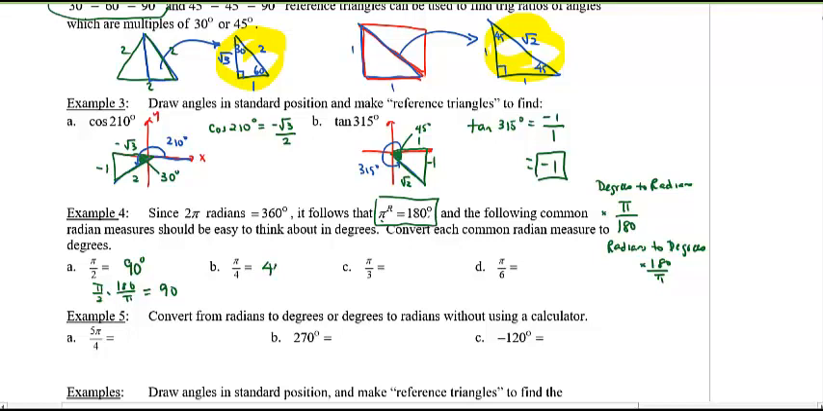But pi over 4, I'm just going to tell you, is 45. Pi over 3 is 60. And pi over 6 is 30. So you should memorize these. They're quite commonly used.